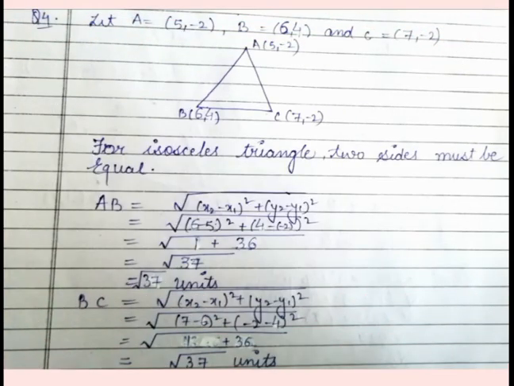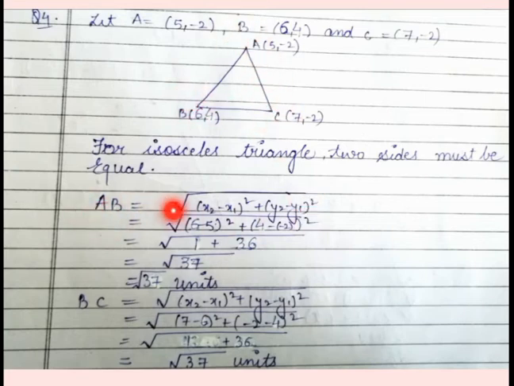Question number 4. In question number 4, you have to check whether these are vertices of an isosceles triangle or not. First of all, make a triangle and mark vertices A, B and C. A is (5, minus 2), B is (6, 4) and C is (7, minus 2). We know in an isosceles triangle, 2 sides are equal. So let's find the distance between AB, BC and CA.